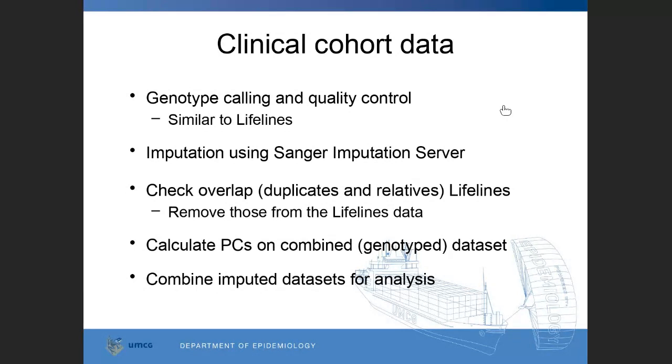Then on the combined data set, so Lifelines plus your clinical cohort, you have to recalculate your principal components. That can be done using the genotype data, not the imputed data. And of course, the last step is to combine the imputed data sets for analysis.